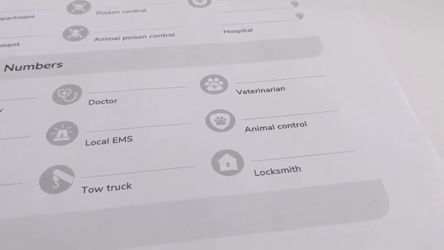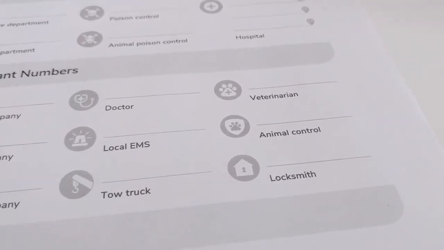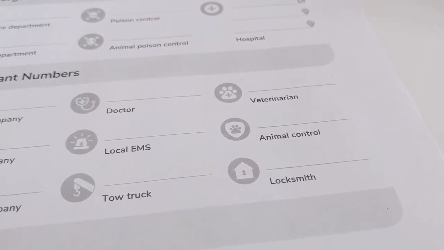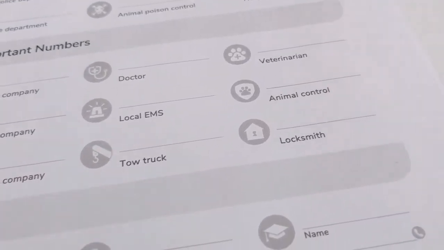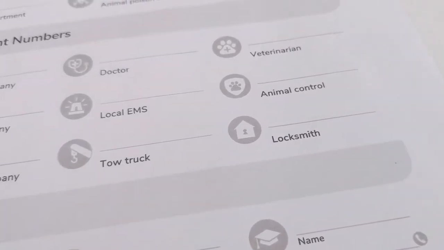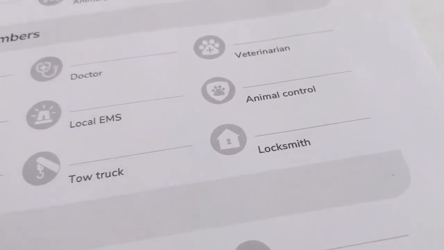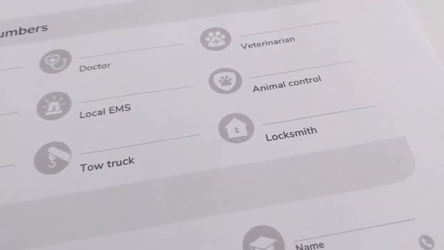There's animal control. These are your animal-related emergencies. This could be an injured or sick animal, animal cruelty, or even an aggressive animal that you come in contact with. And then you also can include a locksmith. So this is really important in case you get locked out of your house, or you need to switch locks after a burglary, or anything like that. So it's great to have their number as well.